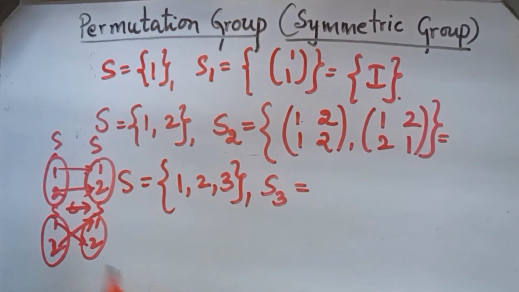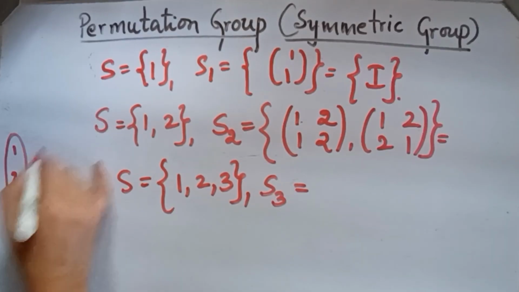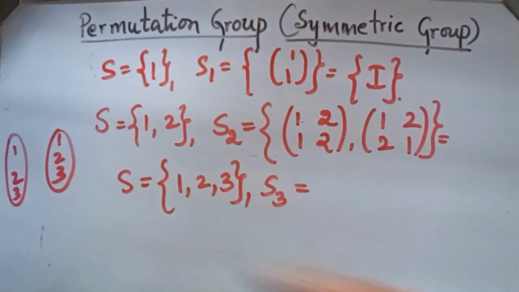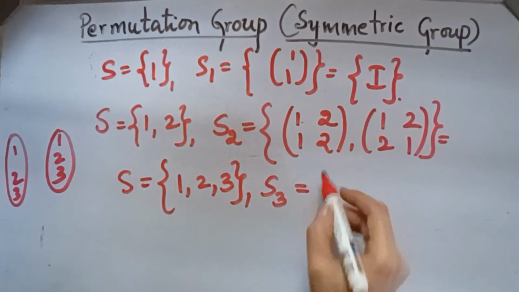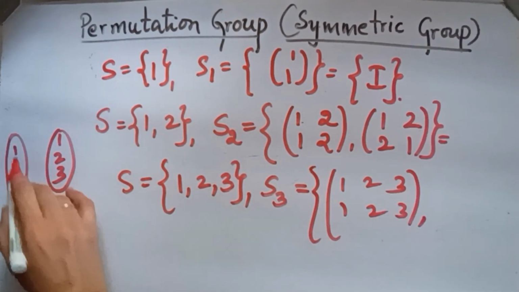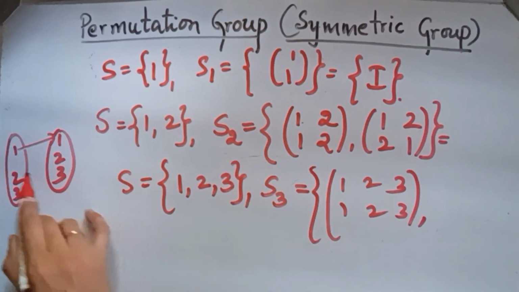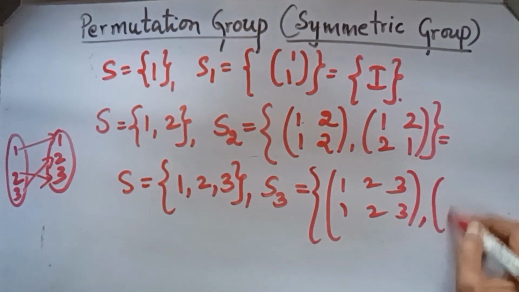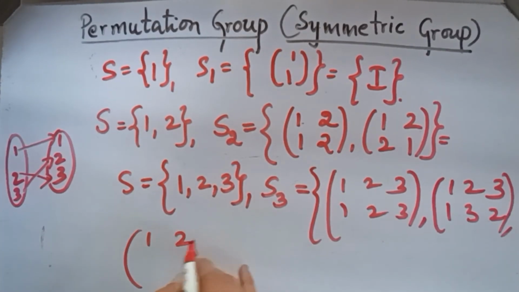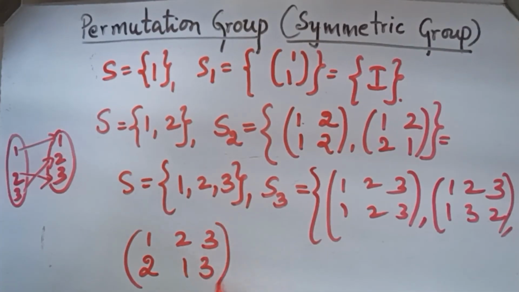Here the possibilities will be more compared to the previous one. 1, 2, 3. 1 goes to 1, 2 goes to 2, 3 goes to 3. That is the identity permutation, which is always there. Next, 1 goes to 1 and you interchange the others: 2 goes to 3, 3 goes to 2. Next, 1, 2, 3, interchange the first two elements: 2, 1, 3.